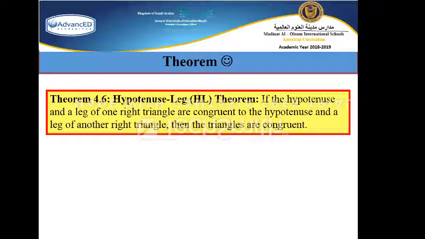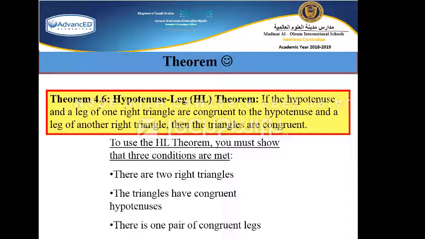Our theorem, the HL theorem, the hypotenuse leg theorem: if we find in a right triangle that the hypotenuse and leg are congruent to the hypotenuse and leg of the other right triangle, then both of the two triangles are congruent by the HL theorem. Then we need the hypotenuse and one leg of the first triangle congruent to the hypotenuse and corresponding leg of the other triangle.